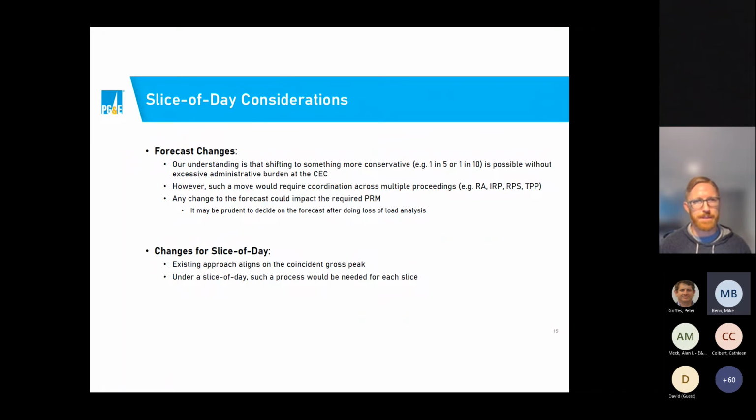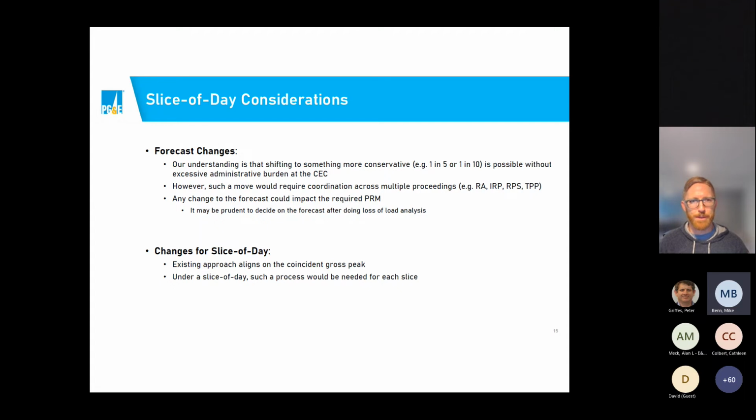So what are some slice of day considerations? So forecast changes, we'll start with those. Our understanding is that shifting to something more conservative, so for instance, if the commission wanted to go from 1 in 2 to 1 in 5 or 1 in 10, that's possible without a lot of additional excessive administrative burden at the CEC.